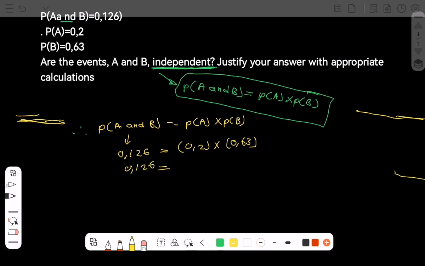0.126. But of course, when you multiply 0.2 times 0.63, indeed you will get 0.126. So you need to emphasize the point at the end that events A and B are independent.